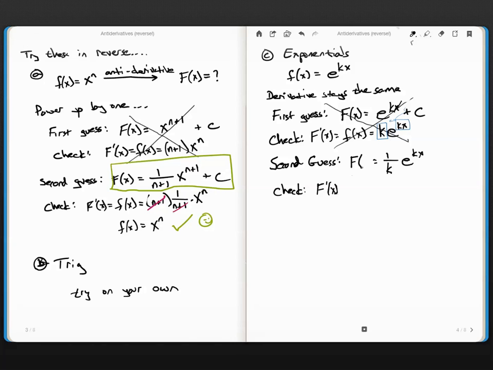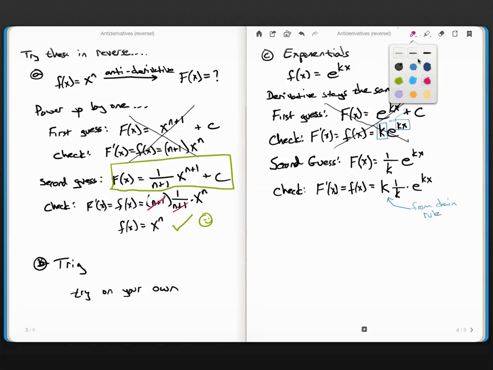So this is big F of x, my second guess. F prime of x, hopefully equals my little f of x. Well, how does this work? E to the kx stays the same, so it just remains 1 over k times e to the kx. But the chain rule says I have to put this k out front here. And let's make note again in blue that that is from the chain rule.